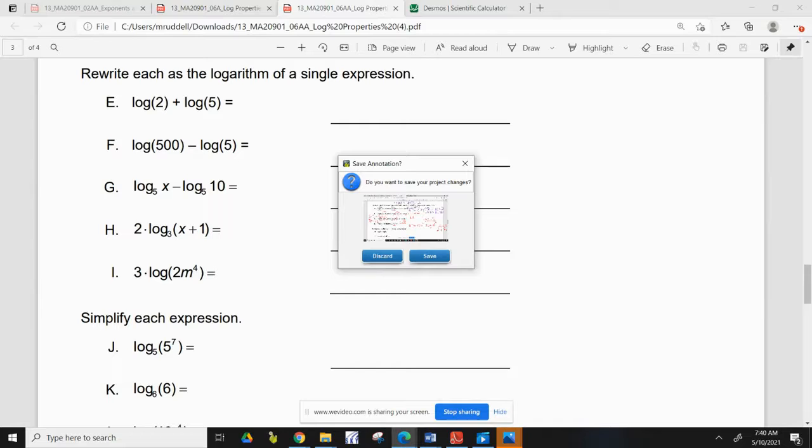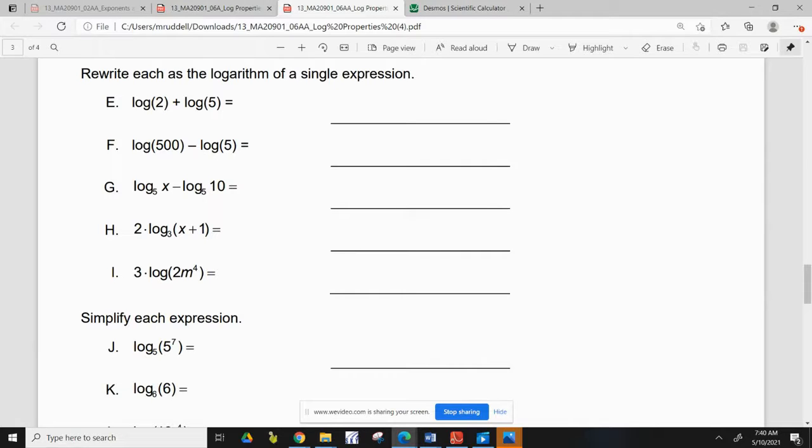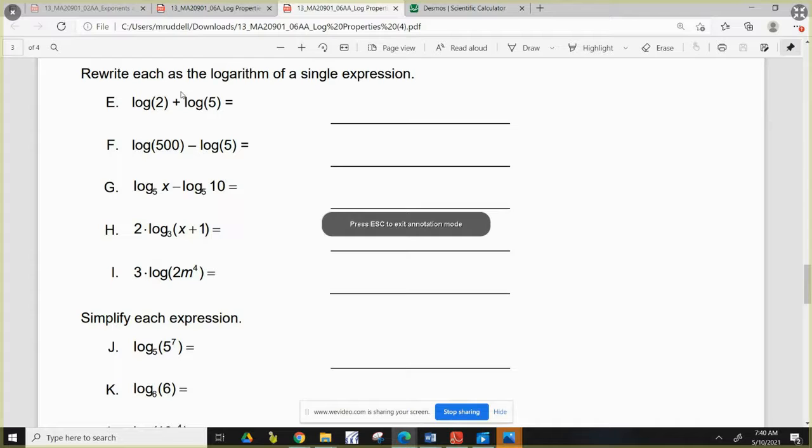Rewrite each as the logarithm of a single expression. Again, we're using multiply goes with addition, divide goes with subtraction. Letter E, those two logs are added. See the plus sign in the middle? So I'm going to multiply. 2 times 5, which is 10.